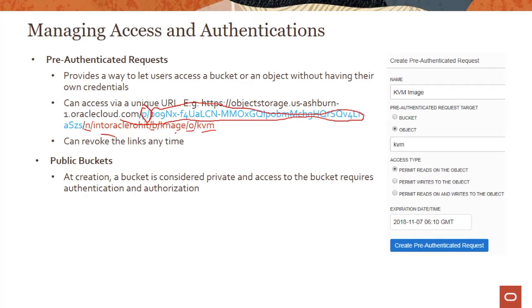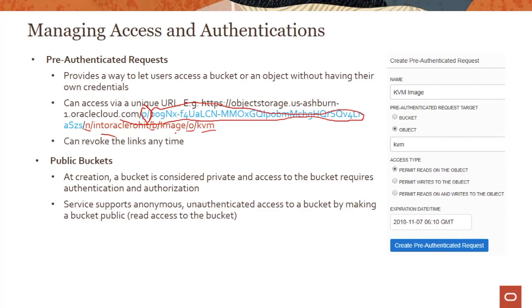Now, we looked into this a little bit in the previous demo as well, on the concept of public buckets. When you create a bucket, at the time of creation it is considered private, and access to the bucket requires authentication and authorization. We created a bucket, we uploaded an object, and then we could not access the object, right? Because it said the bucket doesn't exist, or you're not authorized to the bucket. You don't have access to the bucket. So that's the behavior when you create a bucket.